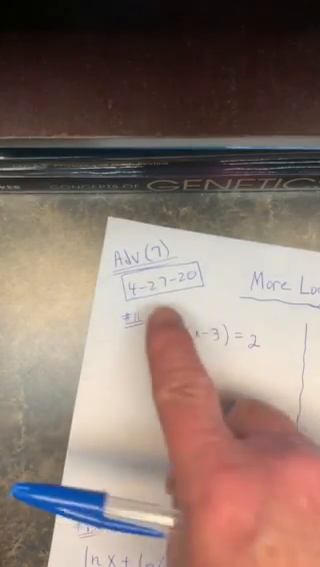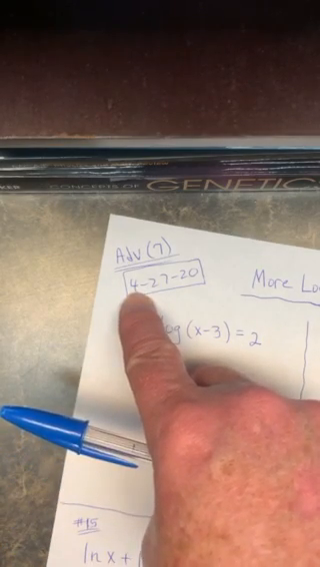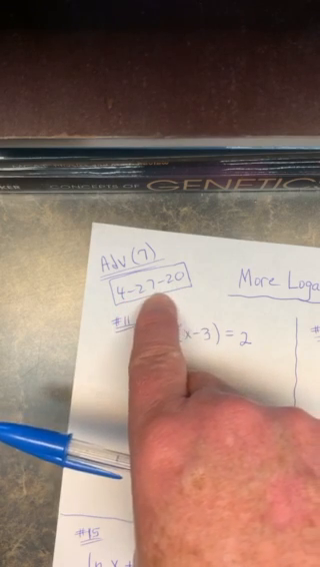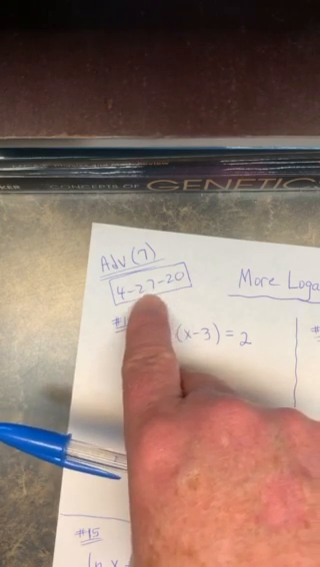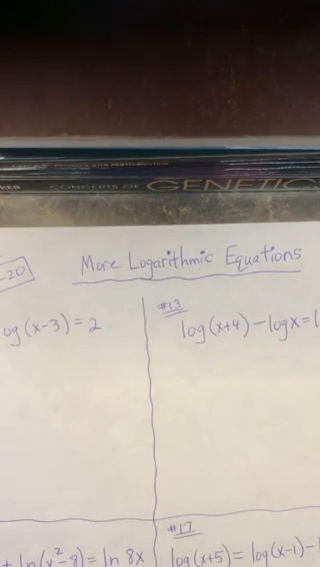For today's notes, top left corner, it is Monday, April 27th. So top left corner, 4/27/20 for the date. Again, it's Monday the 27th. The title says More Logarithmic Equations.